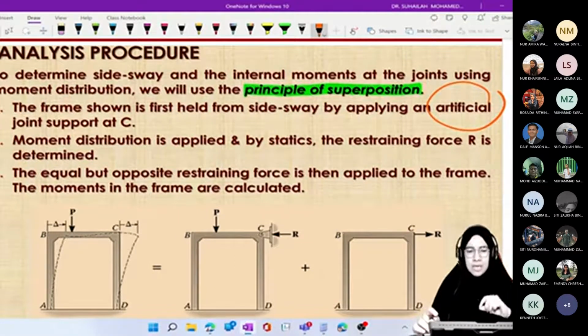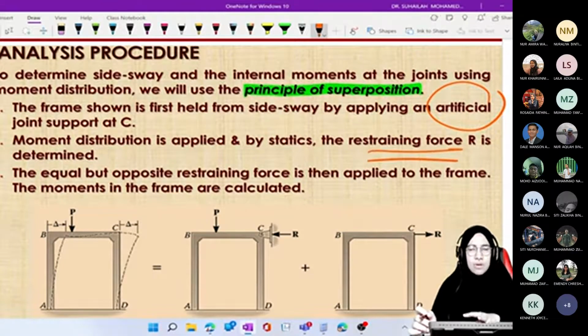Okay, at C, moment distribution is applied and by statics the restraining force, the one that I mentioned just now, is determined. The equal but opposite restraining force is then applied to the frame. The moments in the frame are calculated. This is just a short summary of the procedure.